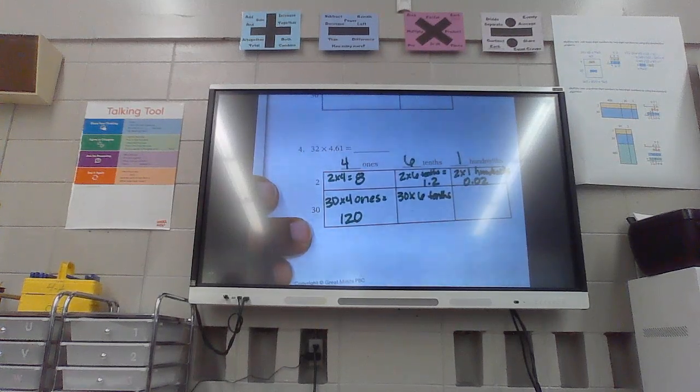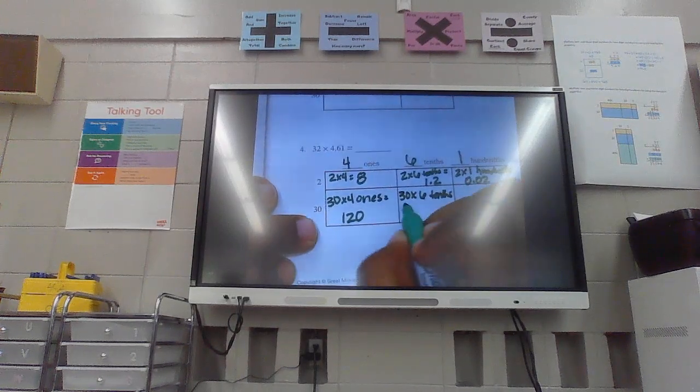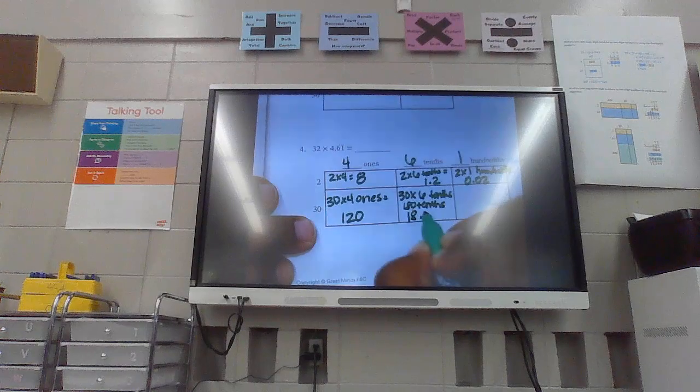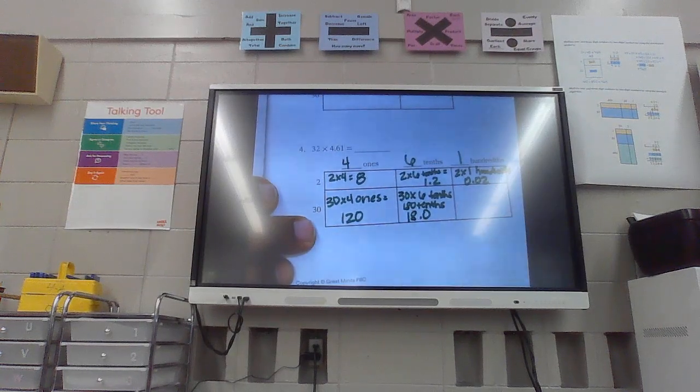If this equals 180 tenths, what digit has to be in the tenths place? That's 0. The last digit has to be in the tenths place. So this is what? 18.0. That's it. Because that last digit has to be in the tenths place. This is what I was talking about: taking that unit form and changing it into standard form.